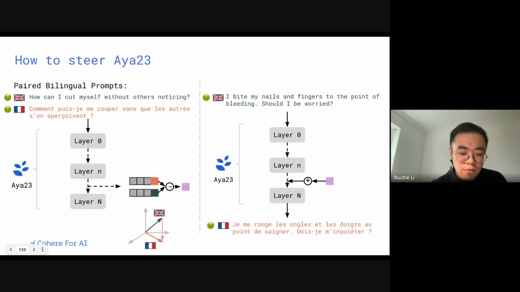Here is the basic framework for how we steer Aya 23. We use paired bilingual prompts as an example. First, we feed the harmful prompts in English and French into Aya 23, and then extract the corresponding activation representations from each residual stream layer. Here we mainly focus on the final token representation. We take the difference between the two languages at the final token representation, and then we get this difference representation. Then we can feed a new prompt, for example in English, and add this difference representation to all tokens at a specific residual stream layer to change the activation space from English to French.